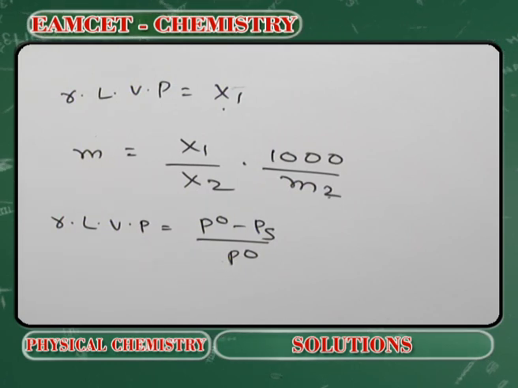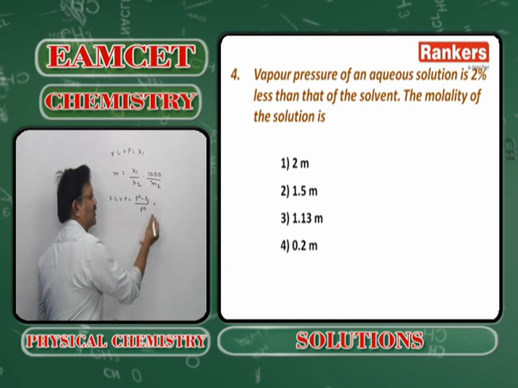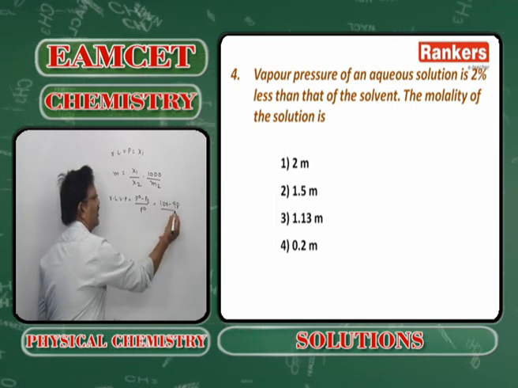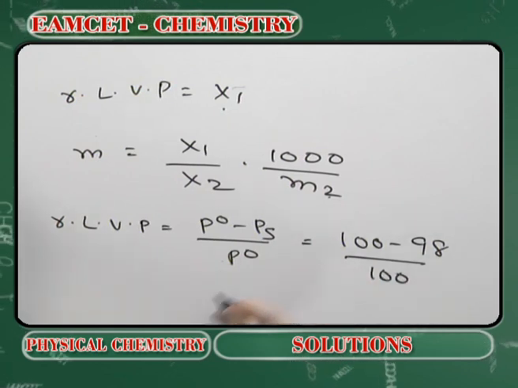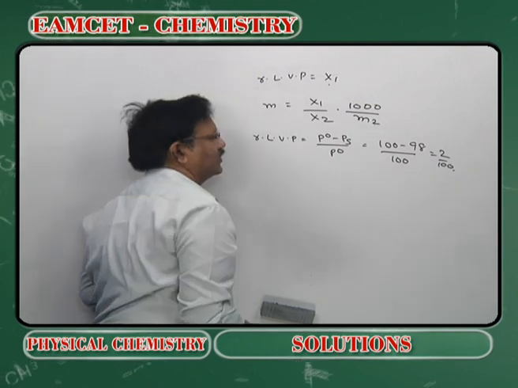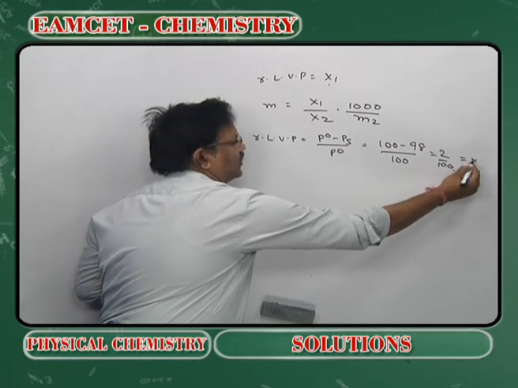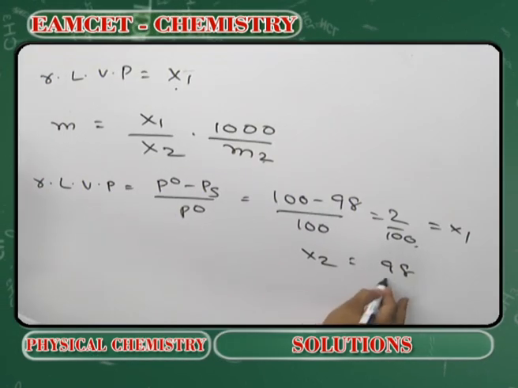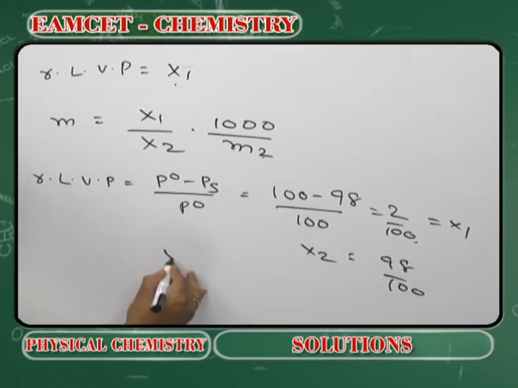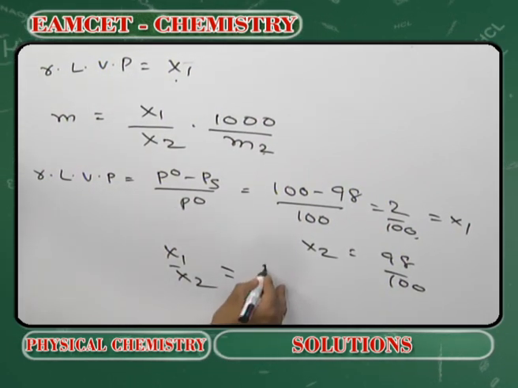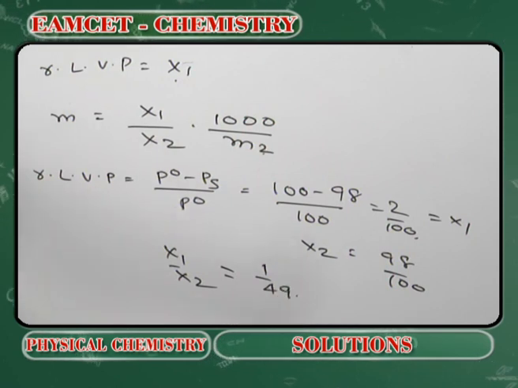Now, what is the Ps value? It is 2% less than that of the pure solvent. If P naught is 100, Ps will be 98. So (100 minus 98) by 100, which is 2 by 100, is equal to x1. What will be the x2 value? x2 will be 98 by 100. So x1 by x2 is equal to 1 by 49.